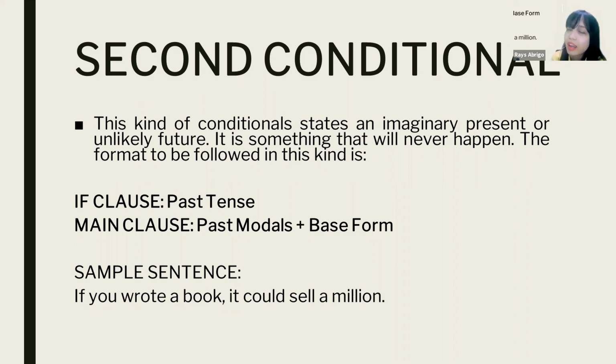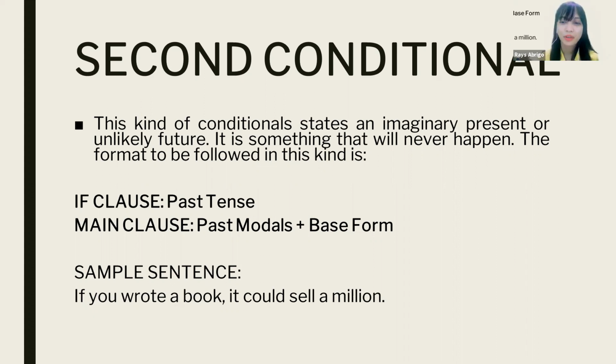Another one. If I jumped, I could reach the moon. That is impossible. All right. So whenever you are stating something impossible, you are expressing your imagination. The condition that you are going to use is the second conditional. Right? We use the second conditional sentence whenever we are expressing our imagination. And the format is past tense of the verb in the if clause, and then past modals and the base form of the verb.